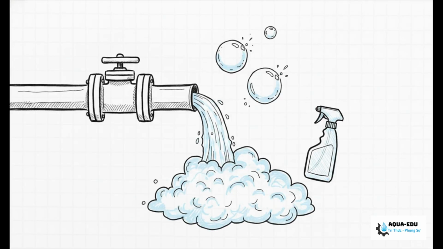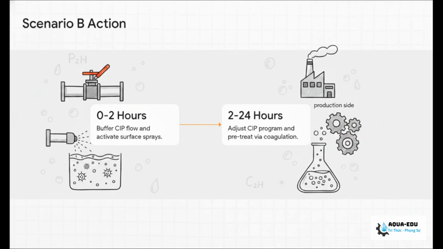Next is scenario B. This one is usually signaled by that light, easily breakable white foam that suddenly flares up right after an industrial cleaning cycle. When this stuff hits, immediately cut or buffer the incoming chemical flow in your equalization tank so you don't send a shock load straight to your bugs. Activate those surface sprays.